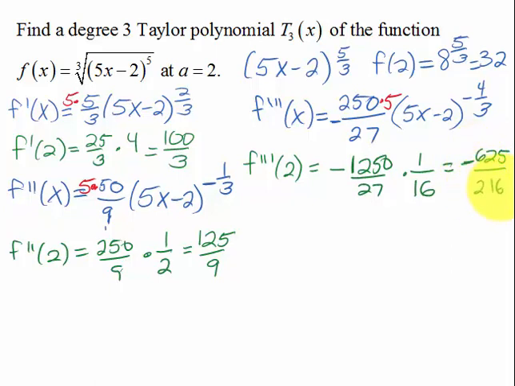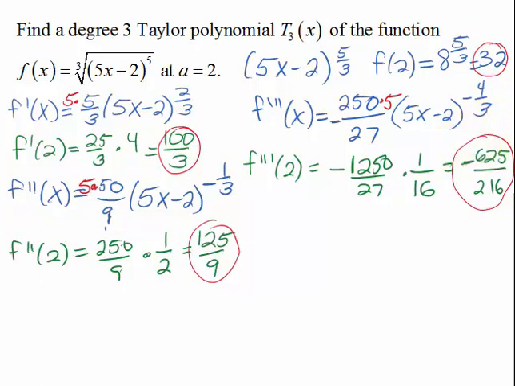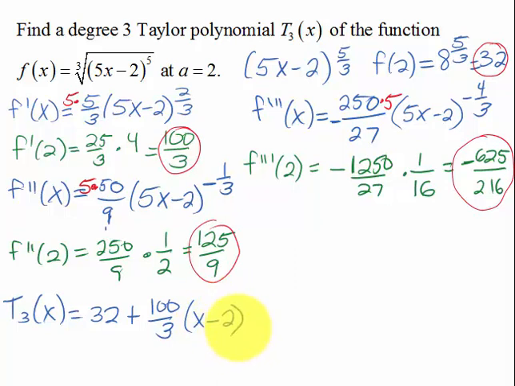625/216. Okay, now we have all of our coefficients, and so we can go ahead and write out this polynomial. So let's see where we've got those. So we have our 32, and we have our 100/3, 125/9, and negative 625. So let's go ahead and write our third degree Taylor polynomial, and that's going to be 32 plus 100/3, and then we need to, that's basically with the 1 factorial, and then we need to have x minus 2 because this was centered at 2.